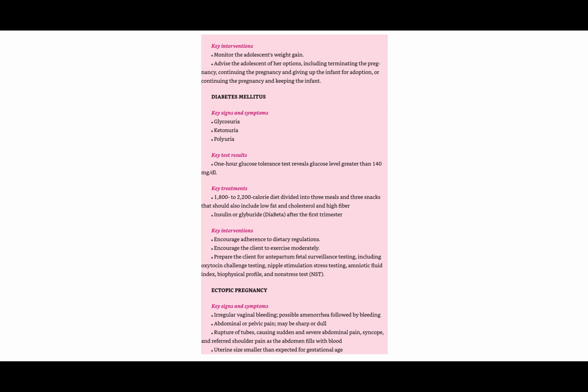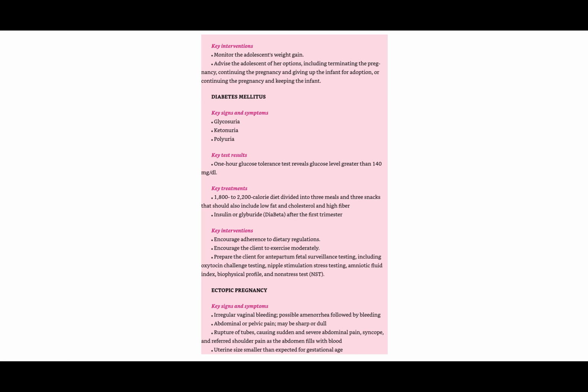And we're going to encourage adherence to dietary regulations. We're going to encourage the client to exercise moderately. We're going to prepare the client for the antepartum fetal testing that's going to be needed, which includes oxytocin challenge, stress testing, amniotic fluid indexes. Remember, if a mom's having gestational diabetes, that baby's also being exposed to all of that high glucose. And remember, when you have high glucose, it makes your kidneys secrete more urine. So these babies actually can produce more urine, which causes more fetal fluid around the baby, because that amniotic fluid is essentially baby pee.